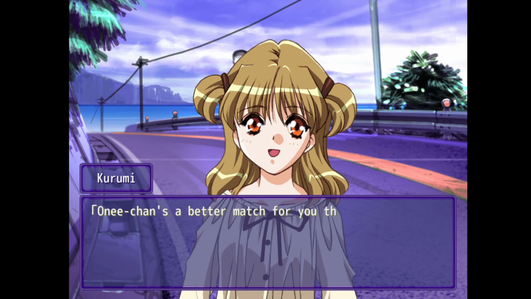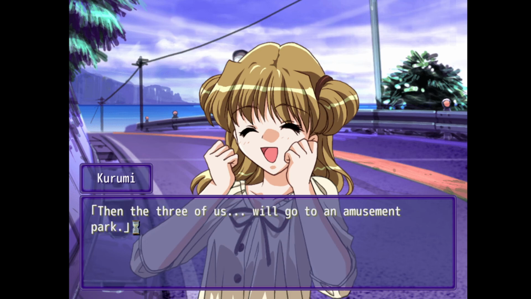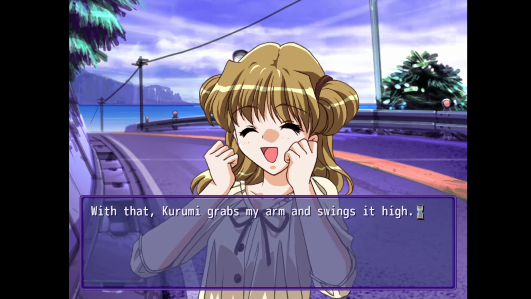And besides, Oni-chan is a better match for you than Kurumi is. But a promise is a promise. The three of us will go to an amusement park. With that, Kurumi grabs my arm and swings it high. She pulls it up to her cheek while trotting. Okay.